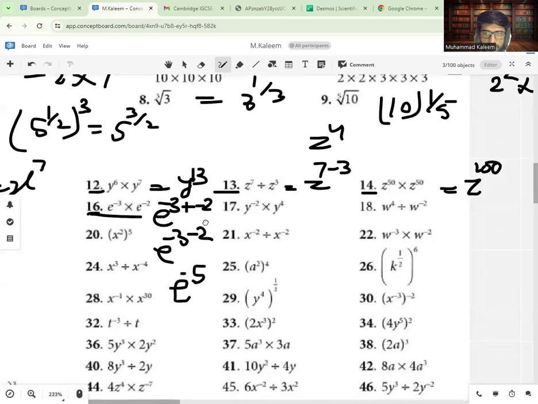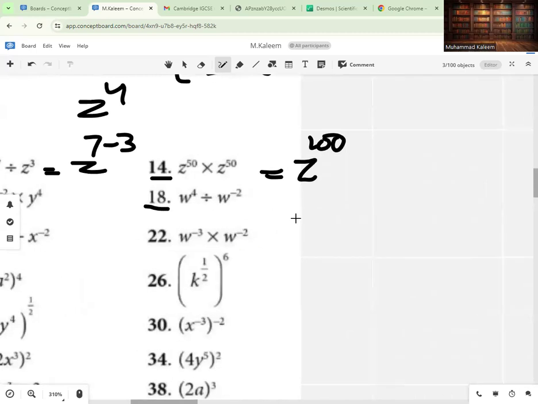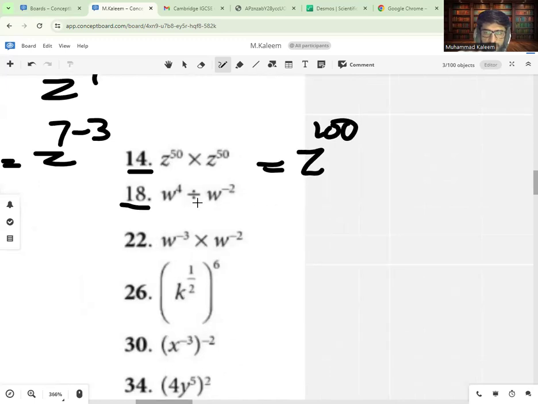Okay, next we have question number 18. In this one, it's very clear. We have w raised power 4 divided by w raised power -2. So it means that we just have to do subtraction between the indices of the terms that we have because they have the same bases and they are in division. So always, I told you, always subtract the denominator's exponent from the numerator's exponent.